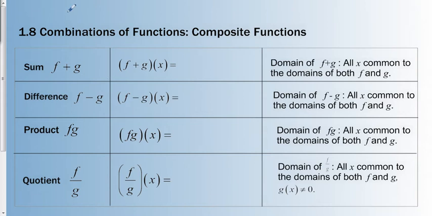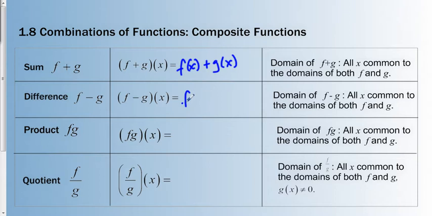Section 1.8, we will combine functions and compose functions, and we have to be careful. Those are two different things. Sum, difference, product, and quotient are all combinations. So the sum combination is pretty straightforward. f plus g of x is the f function plus the g function. The domain is everything in common to both f and g. So things that you can use in f and things that you can use in g.